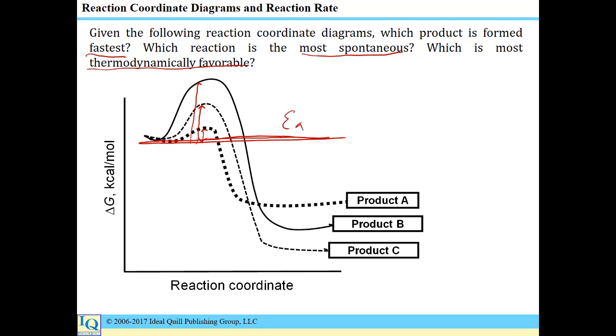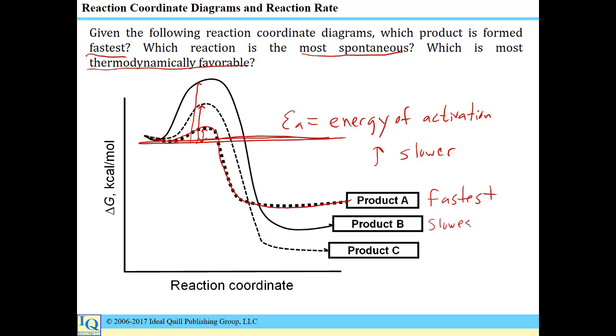EA is the energy of activation. The higher it is, the slower it is. It takes more energy to get it going, it'll be a slower reaction. And that leads to product A. So that's going to be the fastest. The slowest will be the one with the highest energy of activation, which they didn't ask us about, but we might as well fill that in.